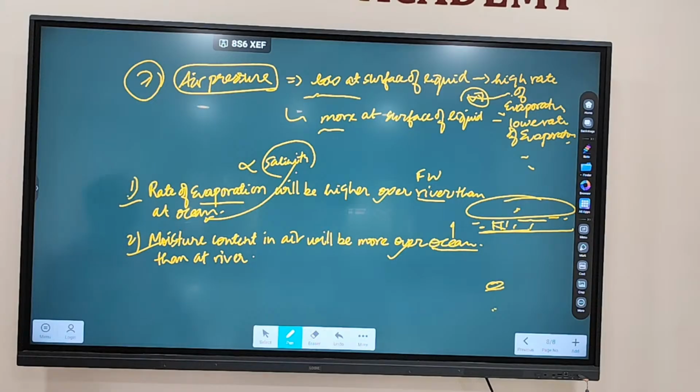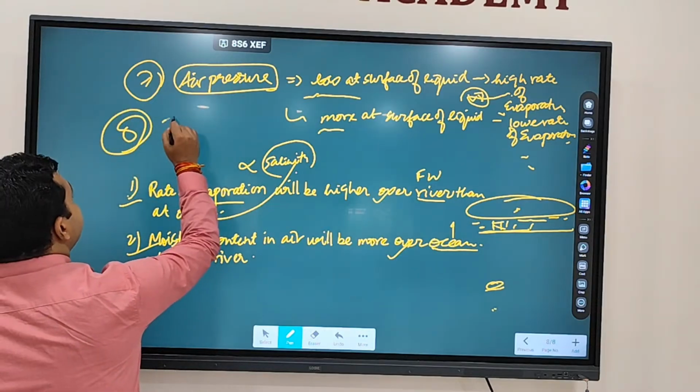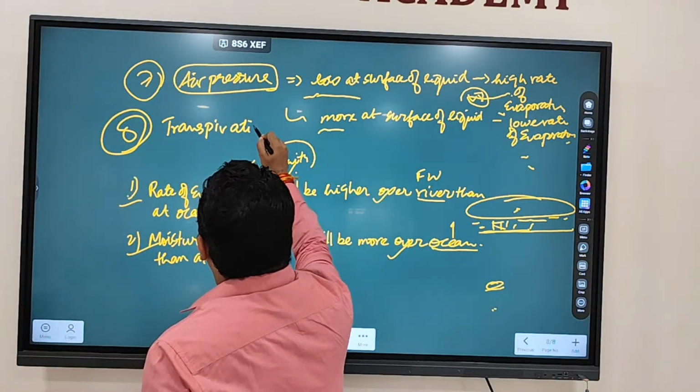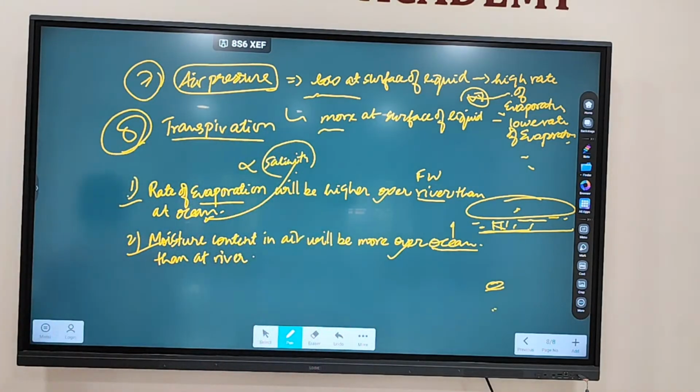Last thing that you find is transpiration. What is transpiration? When a plant loses water. When a plant loses water, this process is called transpiration. Clear?